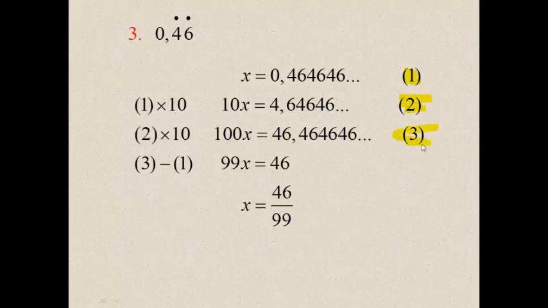Equation 2 times 10 gives me equation number 3. In this case, it is equation 3 minus equation number 1. 99x is equal to 46. And yes, guys, you solve for x.